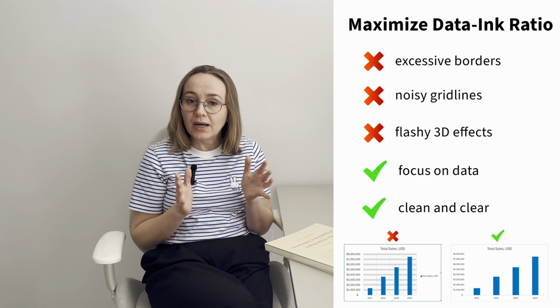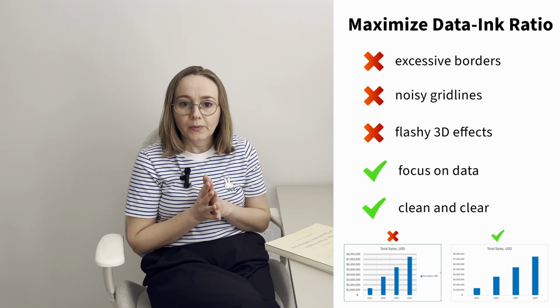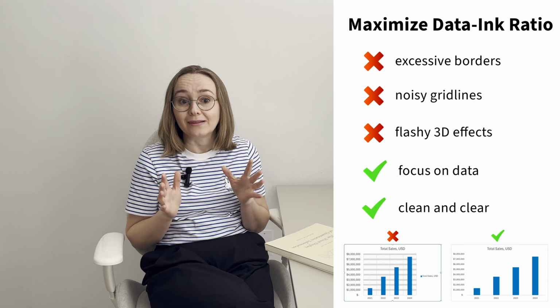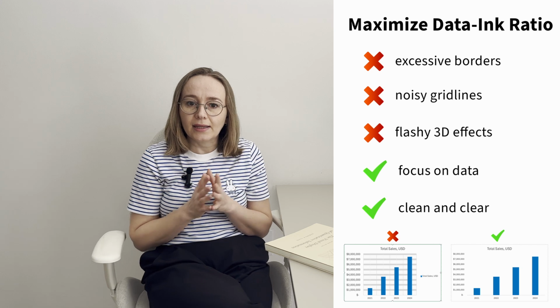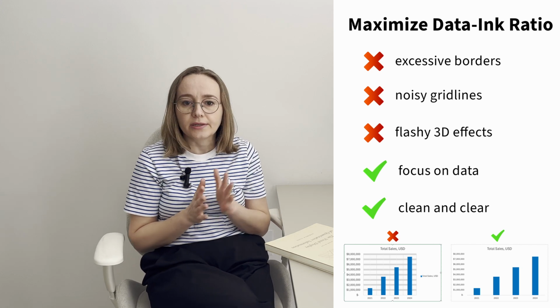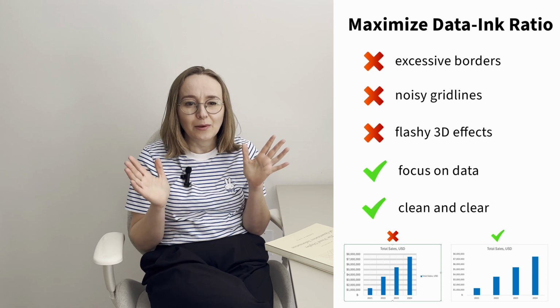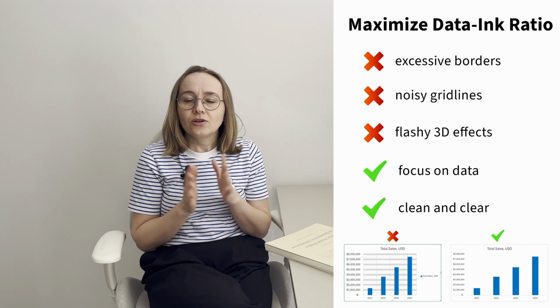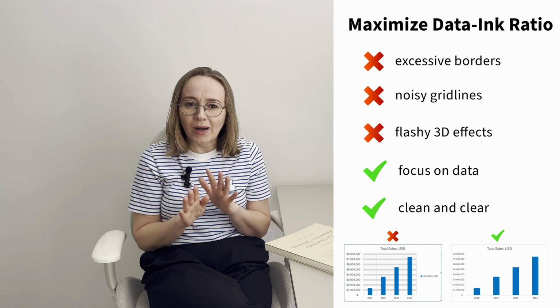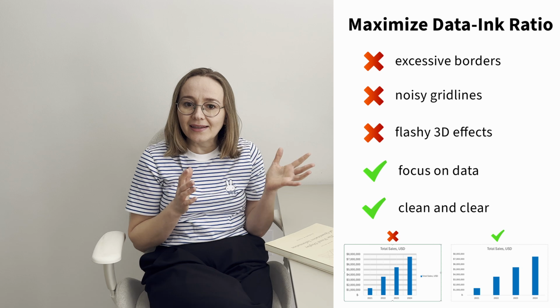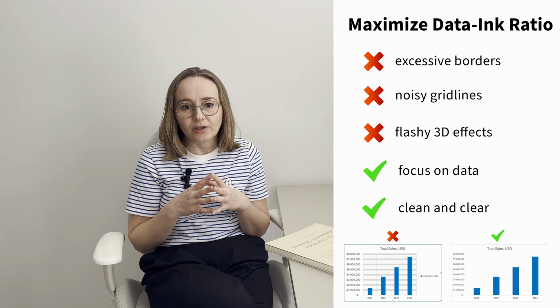Let's dive into it. So the principle number 1, maximize the data ink ratio. This principle is all about getting rid of clutter and focusing on what matters, the data. We want to minimize non-data elements like excessive borders, grid lines, and those noisy, flashy 3D effects that some people like to add. Those elements don't add value, so we don't need them. A higher data ink ratio means a cleaner, more impactful visualization.